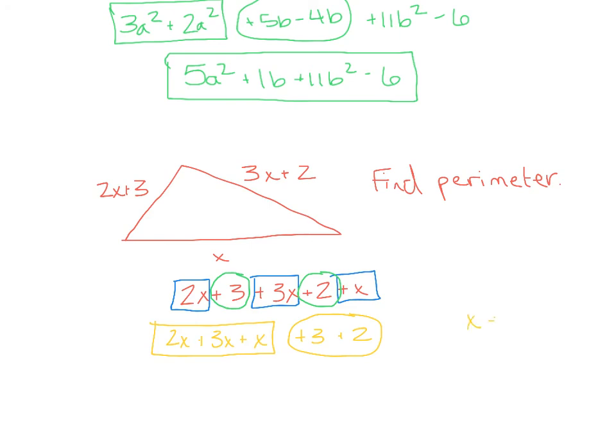x equals 1x, okay? So when you're adding these, you're going to do 2 plus 3 plus 1, and you're going to get 6x. And then 3 plus 2 is positive 5. And there we have it. I think that's long enough. If you have questions, come and ask me.